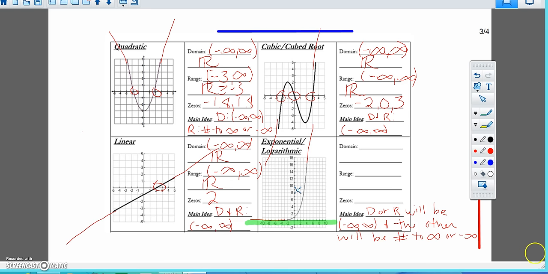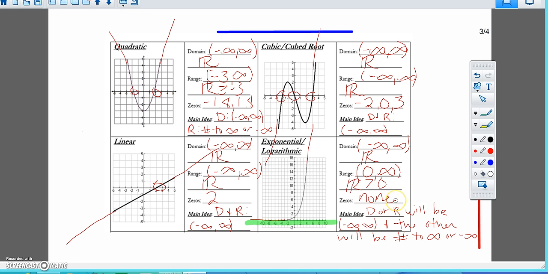So, like I said about domain, it was touching the whole time. So negative infinity to infinity, or all real numbers. But the range didn't touch until right above the x-axis. So we will say it's at 0, and I'm going to put a parenthesis next to it because it didn't actually touch the x-axis. And it was going all the way up to infinity, or all real numbers greater than 0. Since there's an asymptote on the x-axis, there are no zeros.